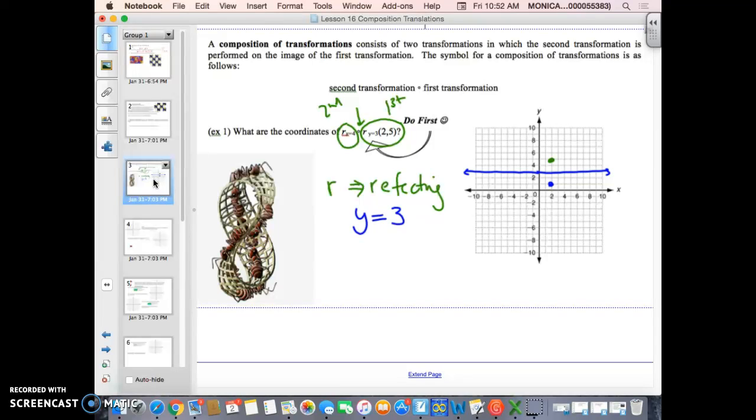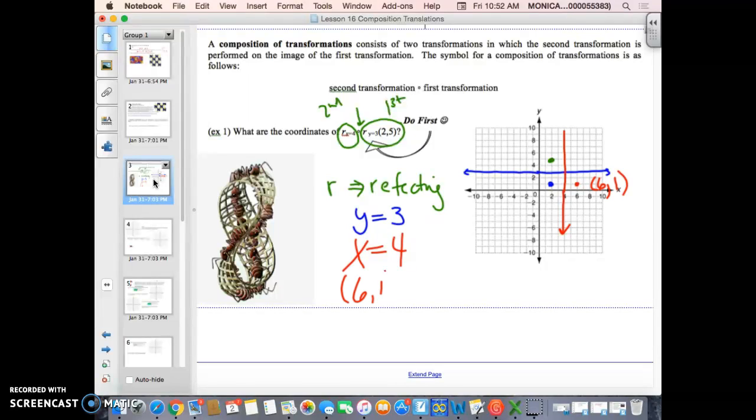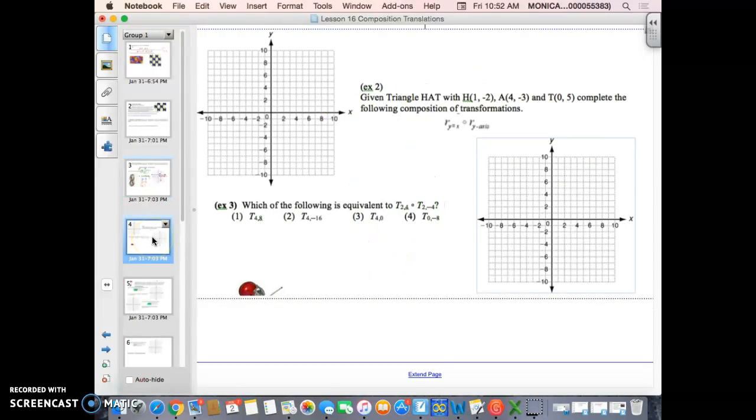Then the second reflection says I'm going to go where x equals 4. Well, this is where x equals 4. So my second reflection is here. And then I want the coordinates of this point, which are at 6, 1. So my final solution would be 6, 1. So what I did was a double reflection composition function.